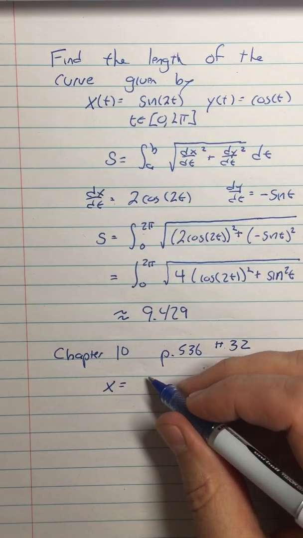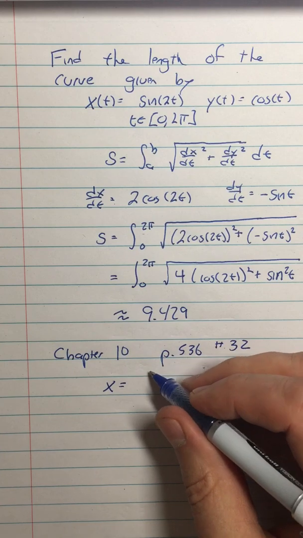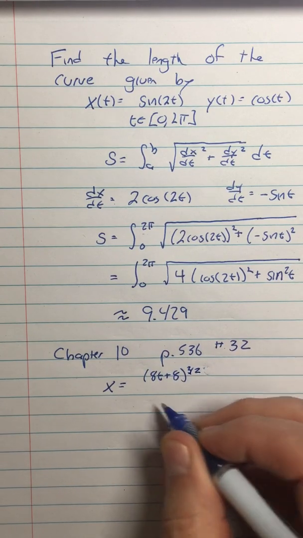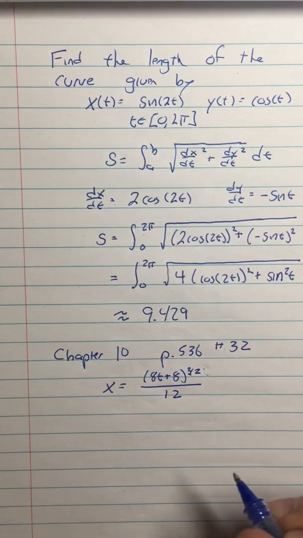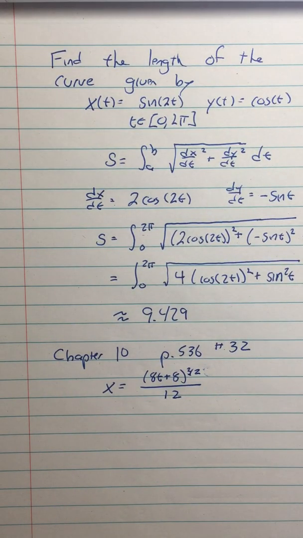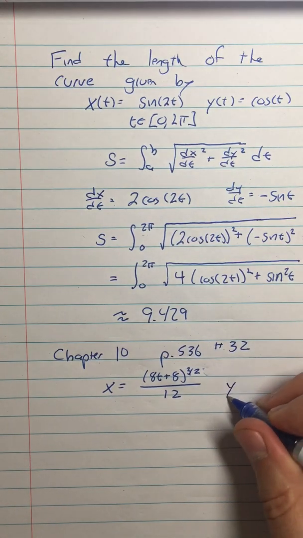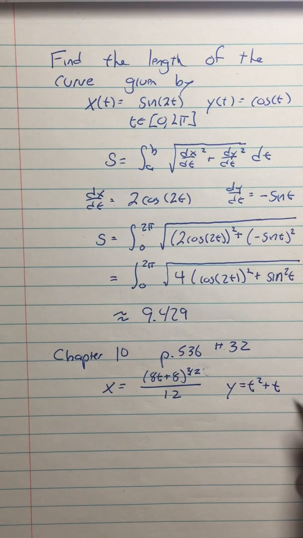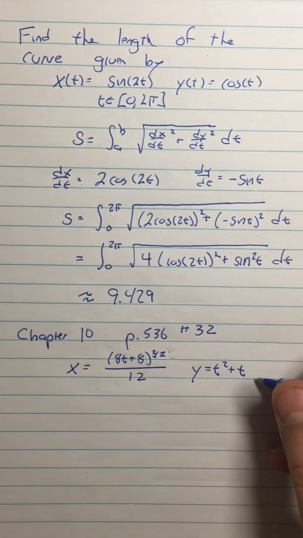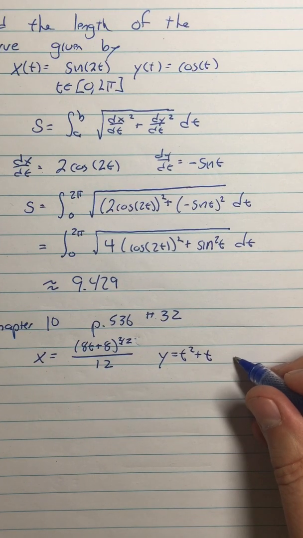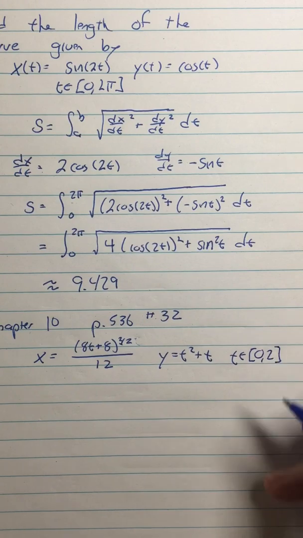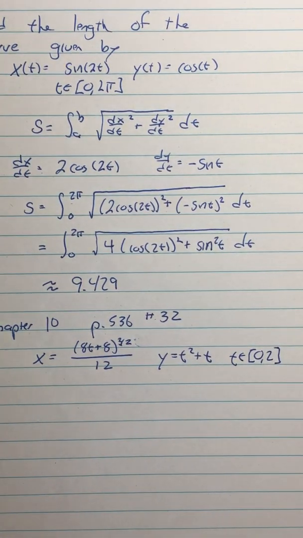We've got x equals (8t plus 8) to the 3/2 over 12. I'm looking at the time and thinking I might have to continue this next video. There's a t there. Okay, and then we have y equals t squared plus t, and we're doing t from 0 to 2. I'm just really curious what this looks like, so maybe we'll just get that far for now, and look at what it looks like.